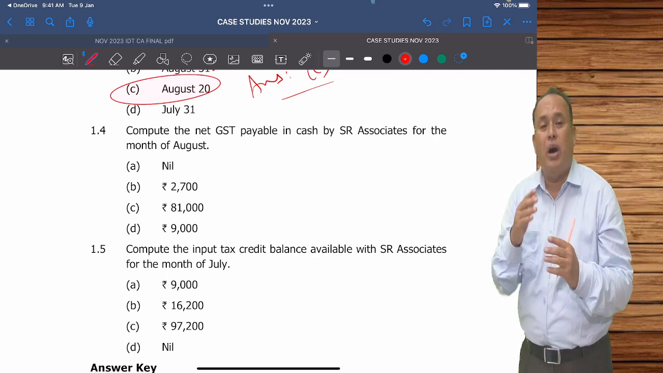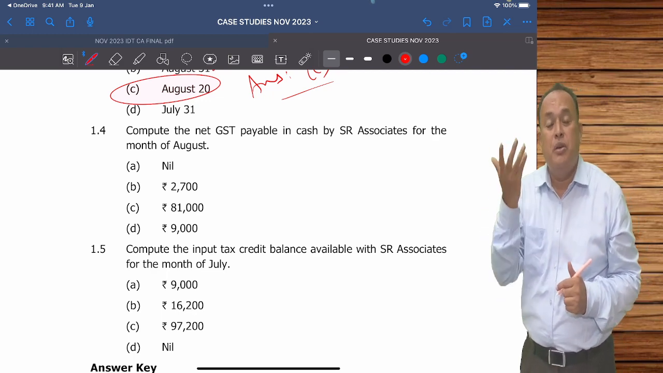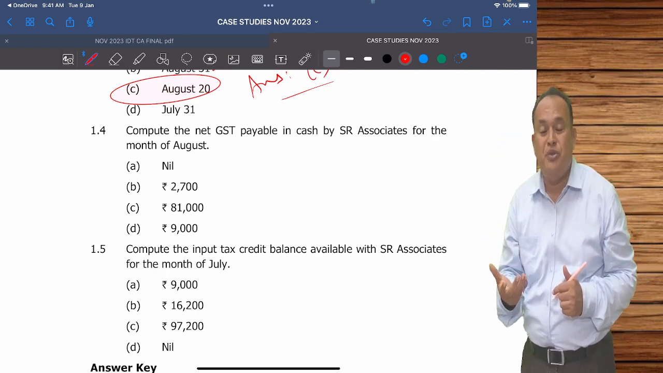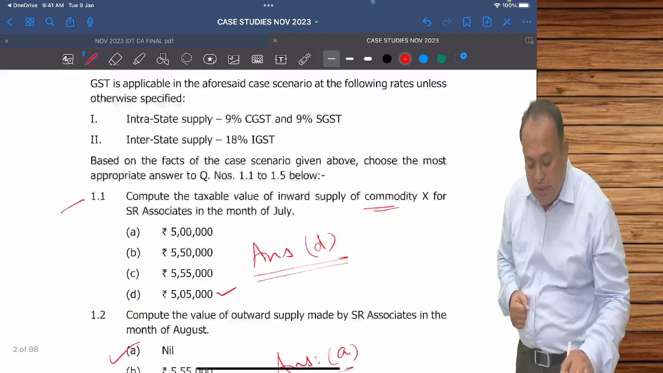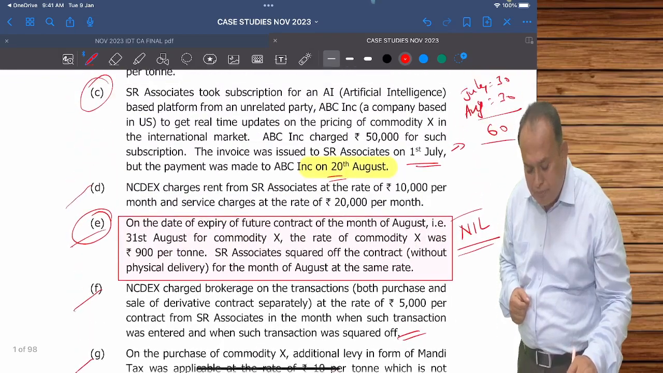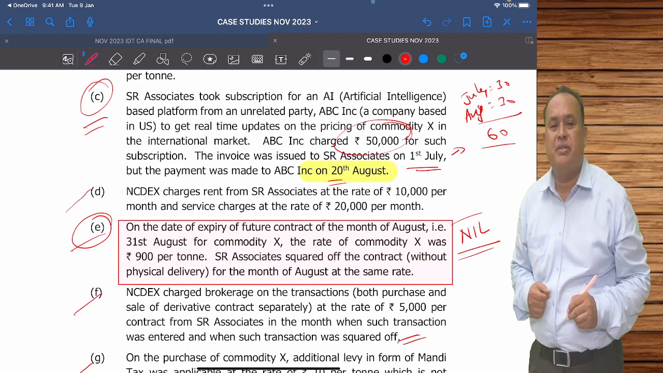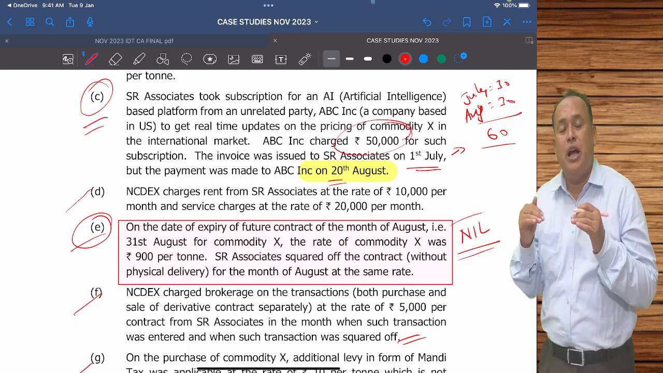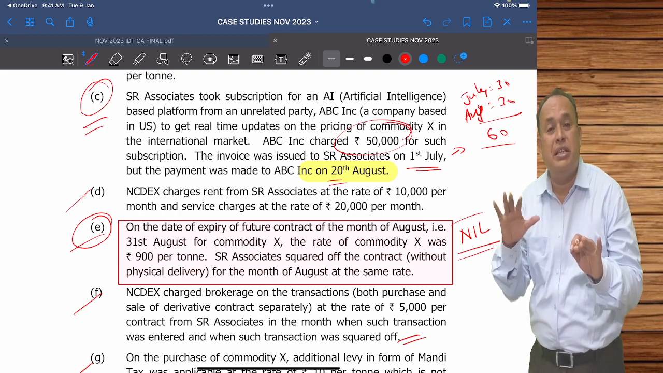Therefore, what is the reverse charge? An artificial intelligence based platform from which they import services for the value of rupees 50,000. Just now refer, my dear friends, to point number C. Here, for 50,000 rupees they import the services. For 50,000 they have to pay the tax under RCM by electronic cash ledger without touching input tax credit.